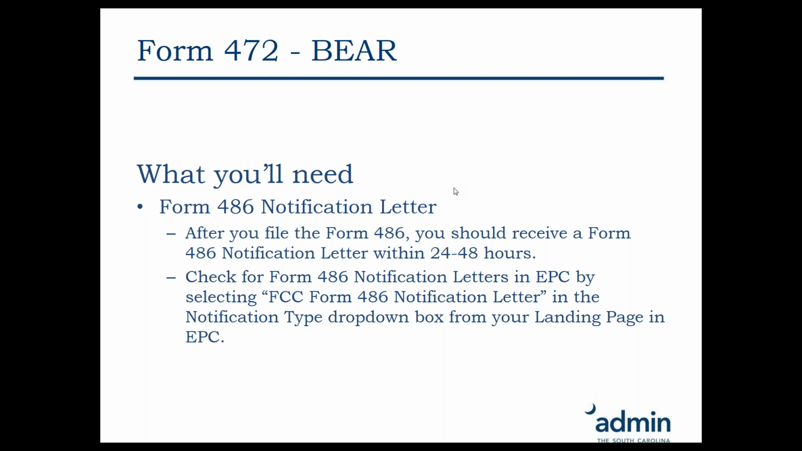The second thing to note here is that you'll want to check for the Form 486 notification letter in EPC. You can see all of your notification letters by selecting the FCC Form 486 notification letter in the notification type drop-down box, which can be found on your landing page in EPC. So when you log into EPC, navigate to your landing page, and one of the first sections you'll see in that EPC account is notifications and then the notification type. You'll select the drop-down, and there will be many different notification letters, such as your Form 486 itself, Form 498, Form 471. Those types of things are all listed there, and you can sort them by funding year and see all the ones that you submitted. Okay.